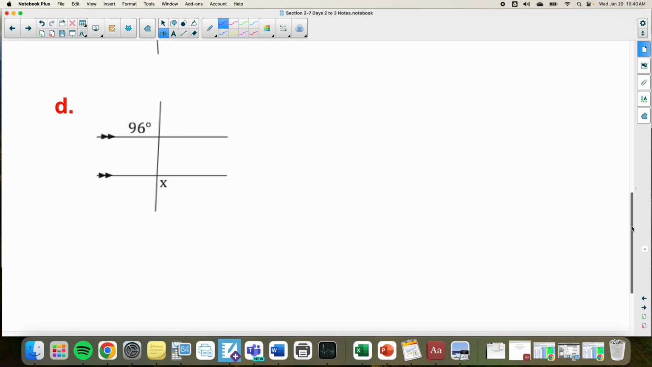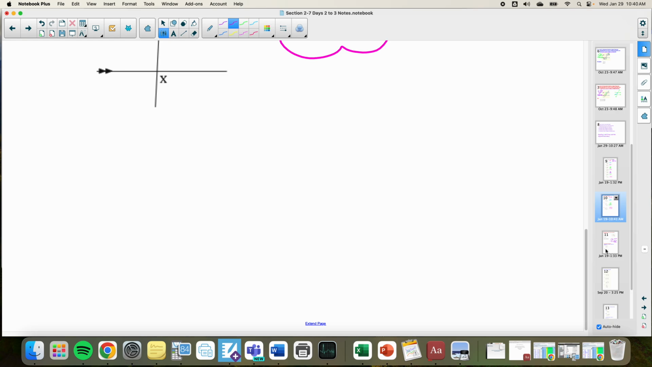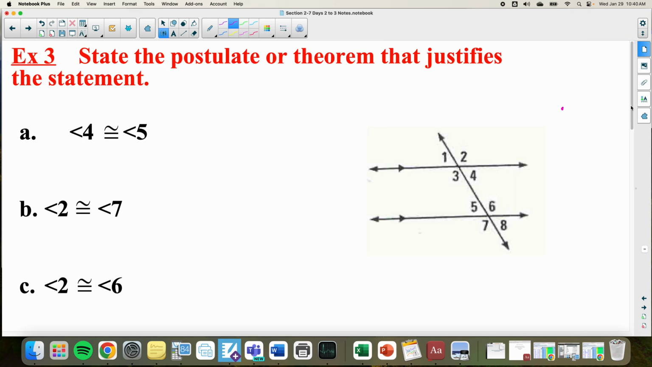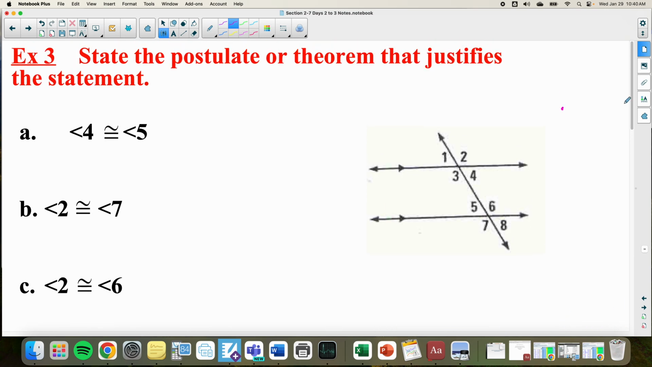Okay, do you guys know what kind these are? Alternate exterior, which means they are equal. So our x would be 96. Okay? So now, let's go here, and this is our last problem for today. Okay? All right. So this says state the postulate or theorem that justifies the statement, and it's asking us, why can we say angle 4 is congruent to angle 5?